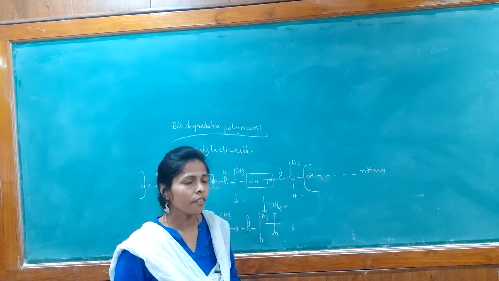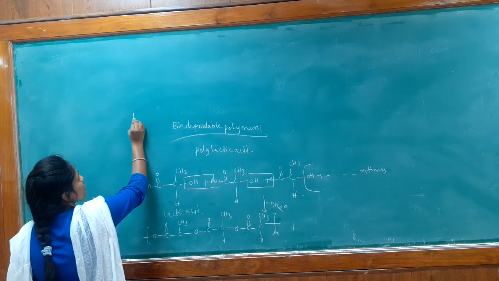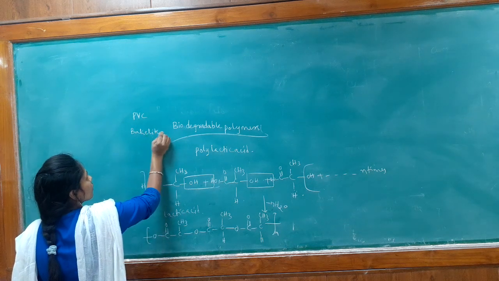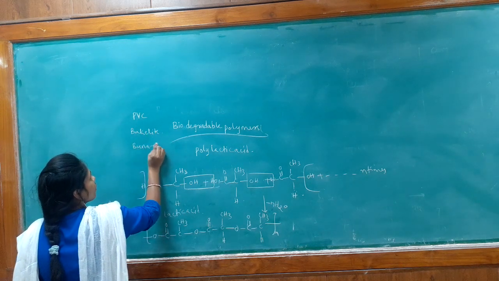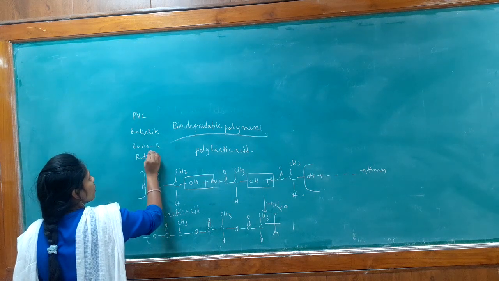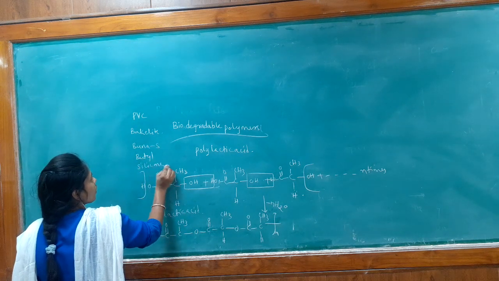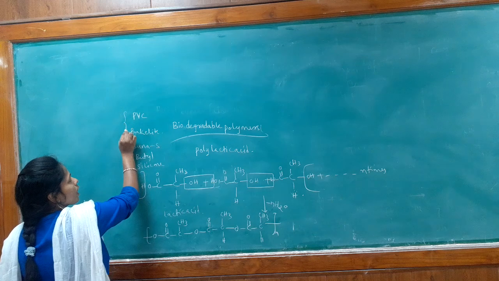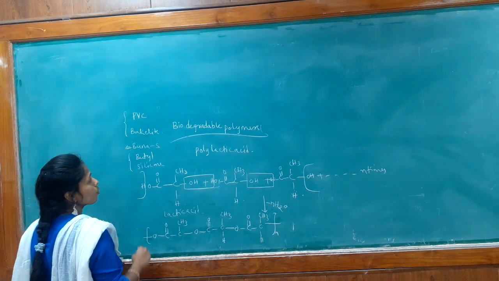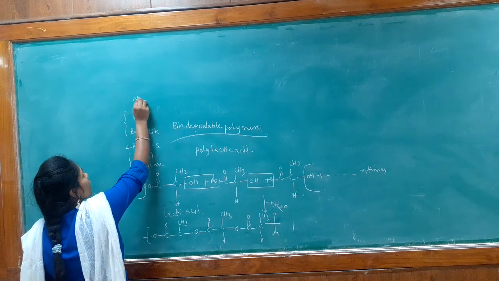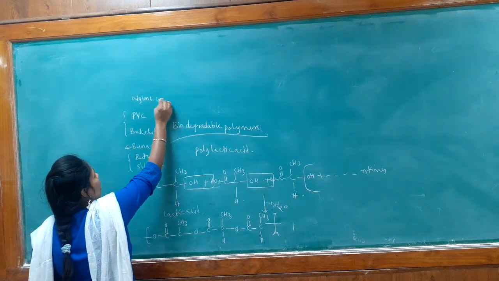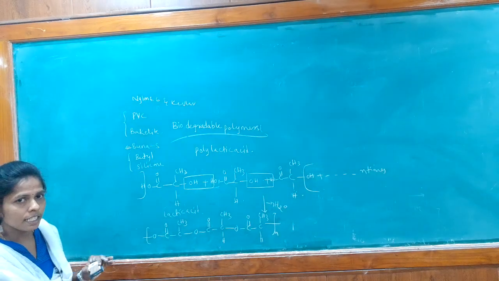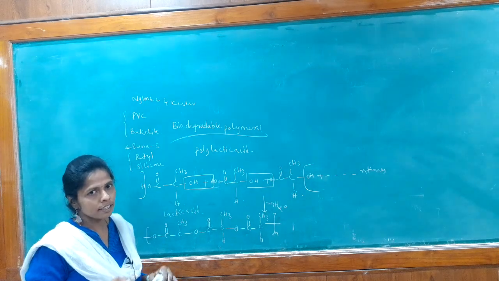Totally, especially CSC and EEE students have PVC, Bakelite, Buna S rubber, butyl rubber, silicone rubber. These two we have seen in today's class, this we have seen in the previous class, and these two we have seen in the class before last. Along with Buna S rubber, we have also seen nylon 6,6 and Kevlar. So all these preparations, properties and applications are there in your syllabus, in the civil and EEE syllabus.